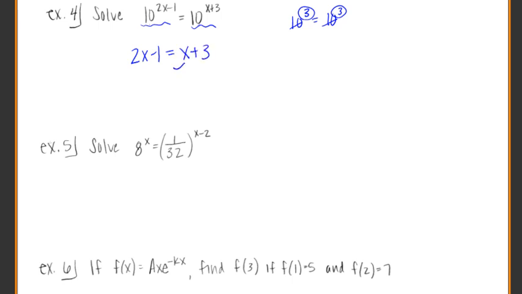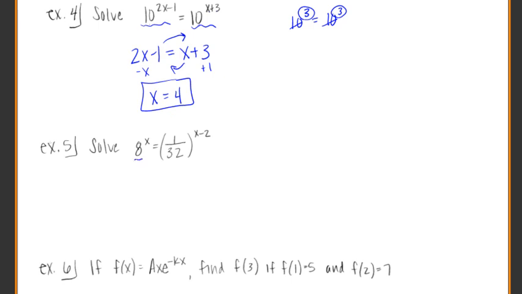And solving this out, let's move that x over. Let's move that negative 1 over. So when I subtract x, 2x minus x, 3 plus 1 will give you x is equal to 4. Let's check our answers. If I plug in 4, you'll get 10 to the 8 minus 1, so 10 to the 7th. And 4 plus 3 is 7, so 10 to the 7 equals 10 to the 7th. Awesome.